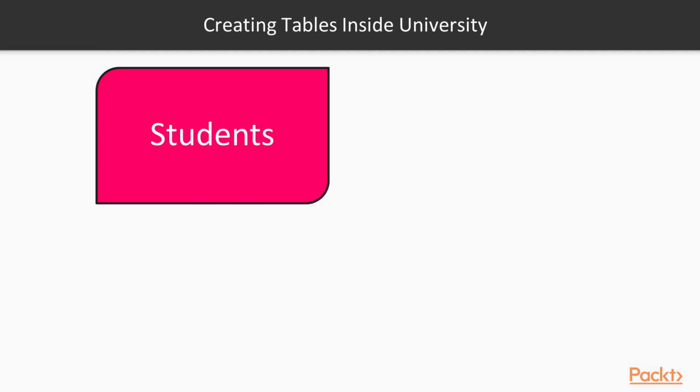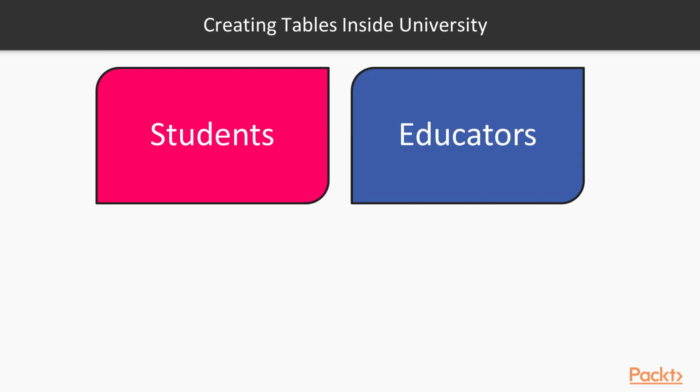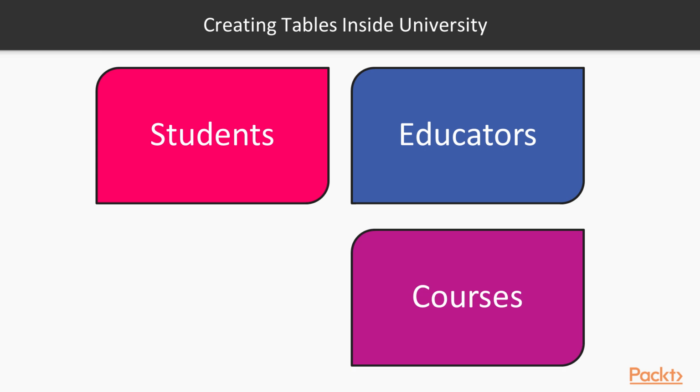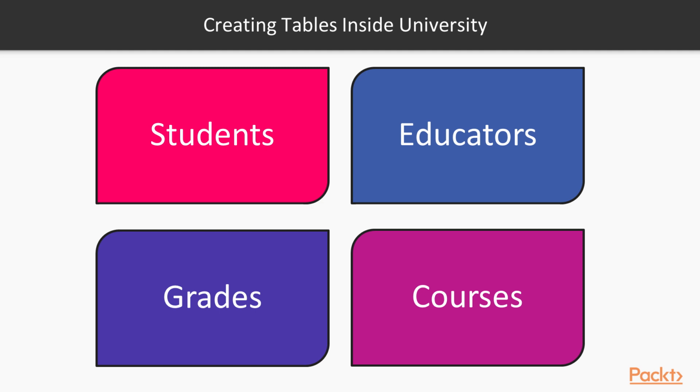The best way to explain this in practice is to create the tables inside our University database. So, we'll have 4 different tables as listed here. Students, with basic personal data about students. The next one, educators, with basic personal data about teaching staff. After that, courses, to store information about courses. And the last one, grades, which is the central point of our system, data about students' evaluation grades.